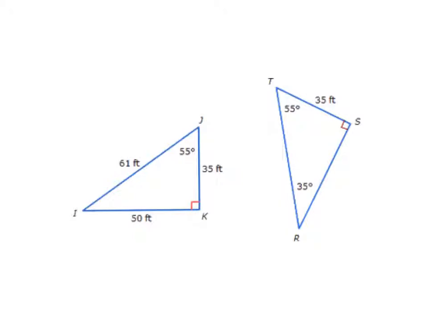So here we have congruent figures. We have some missing side lengths here. Very easy to see what those numbers would be. You just got to find corresponding sides. JK, TS are corresponding sides. IK, RS corresponding sides. And JI, TR corresponding sides. So our missing side lengths, this would be 61. This would be 50, making the congruent figures.